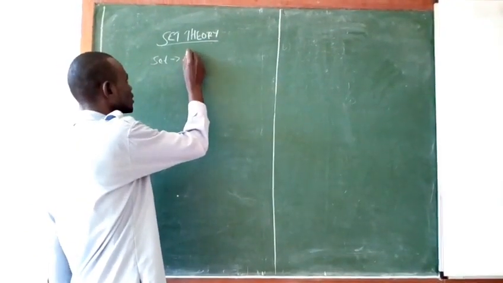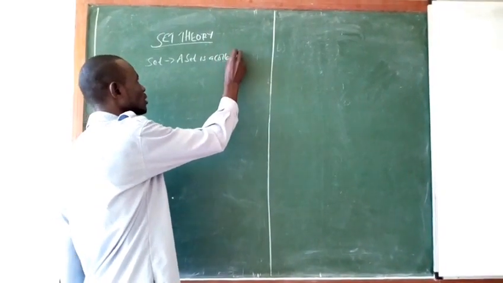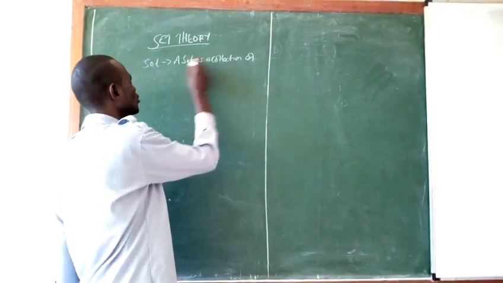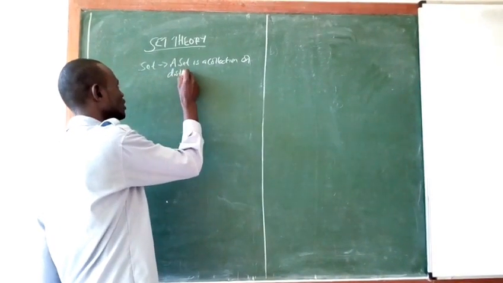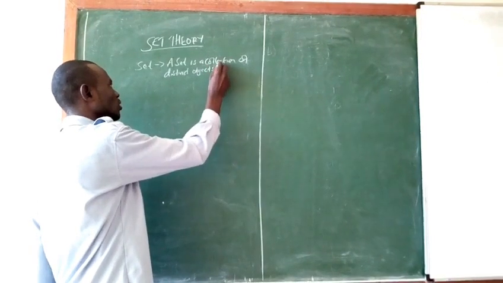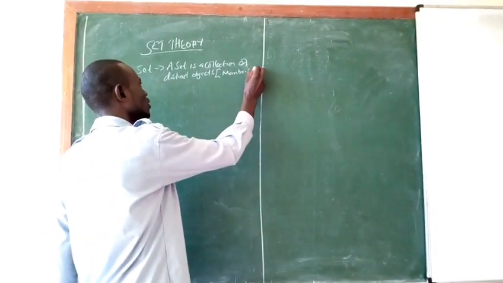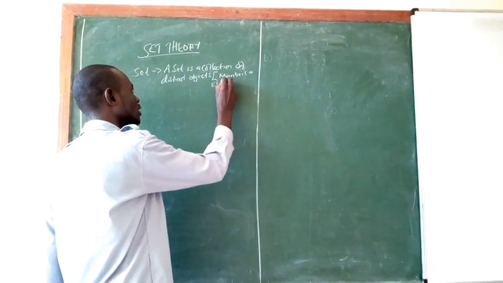A set is a collection of distinct objects, or what we call members or elements.